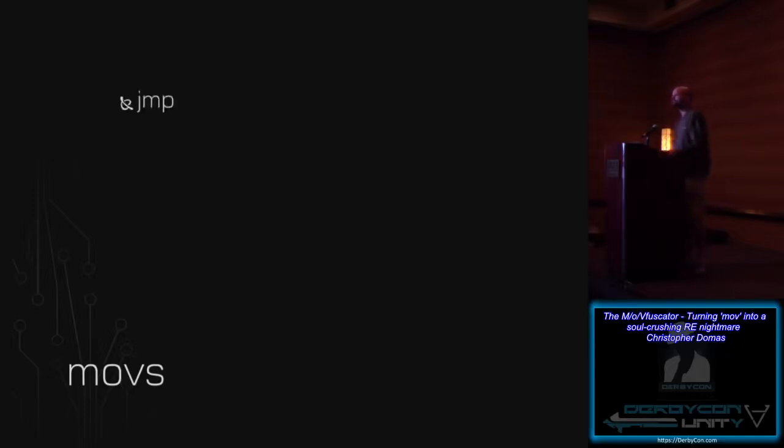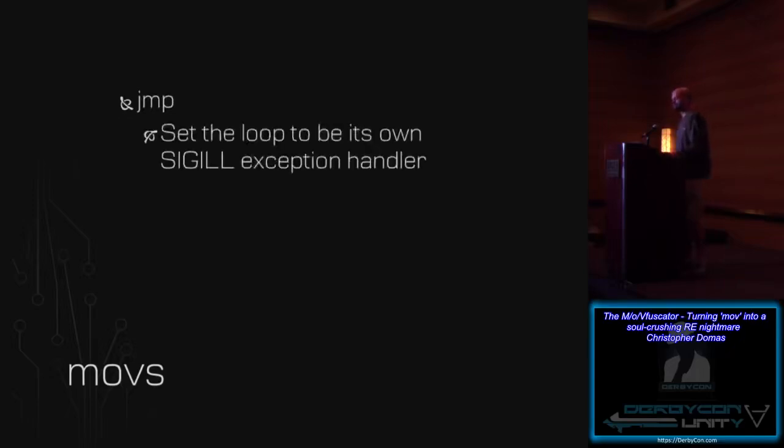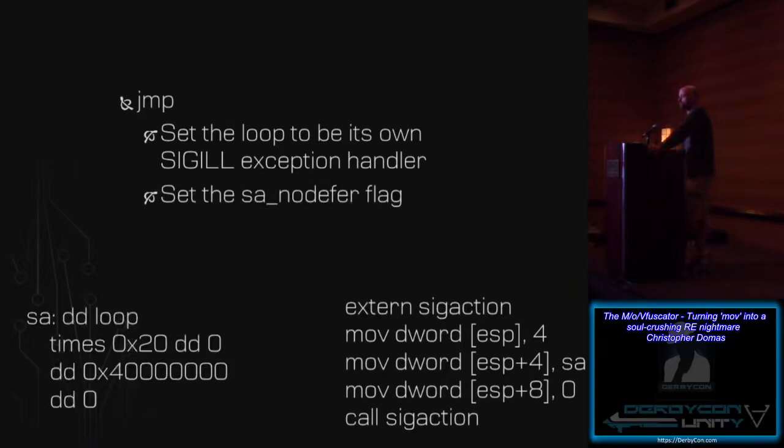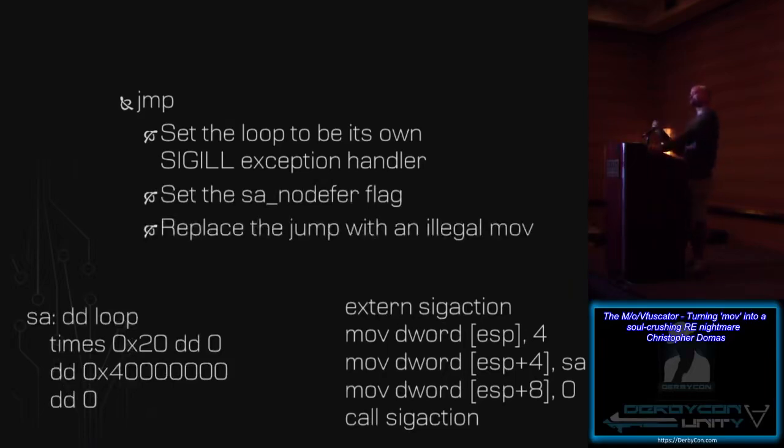That jump at the end, that one's a little bit more complex. There's a lot of ideas I had for getting rid of that final jump. The easiest way I found in the end was to set up our program to be its own illegal signal exception handler. What that'll let us do is tell Linux we want our program to handle its own exceptions. We'll set the SA no defer flag. That'll let us trigger this exception multiple times. And then we're going to replace that final jump instruction with an illegal move instruction instead.